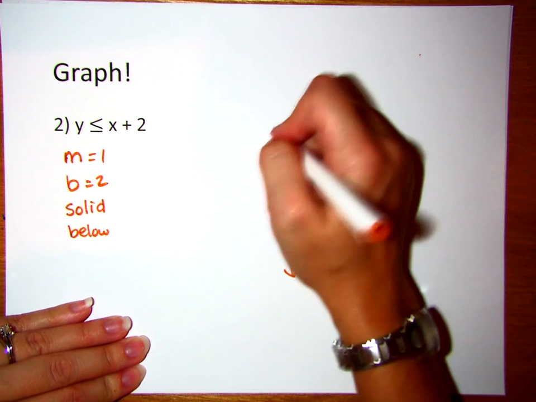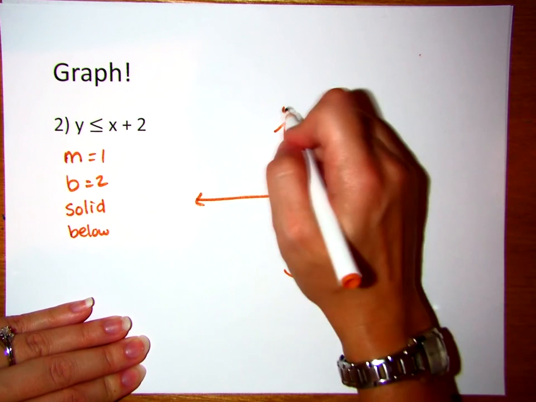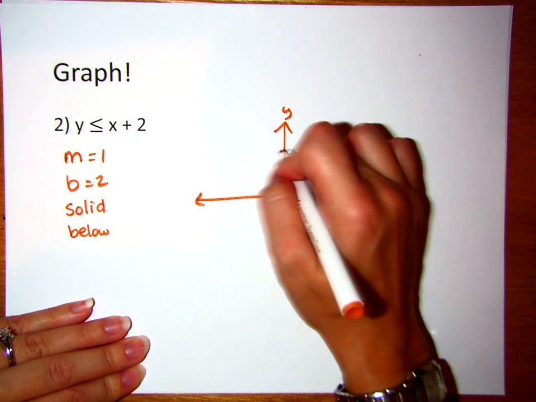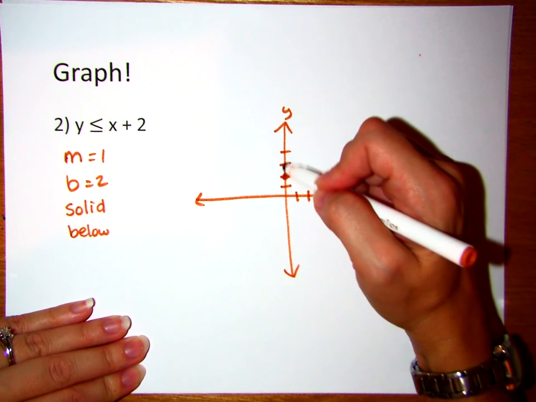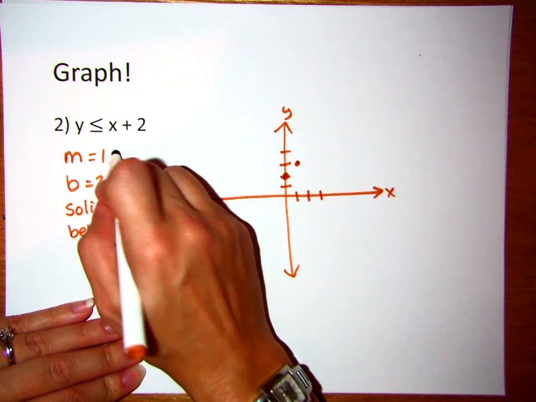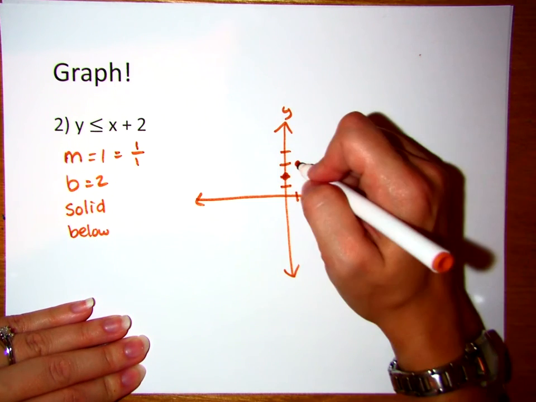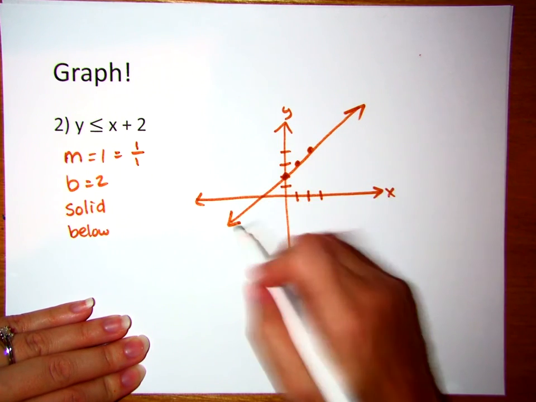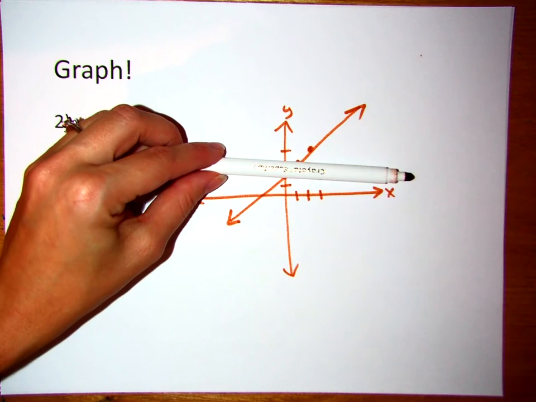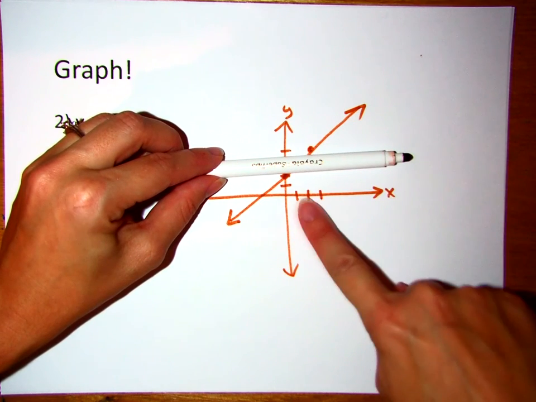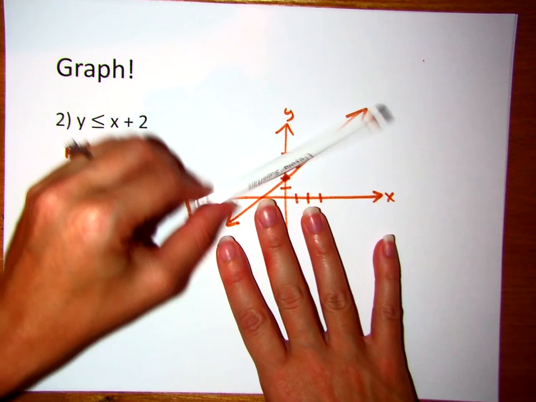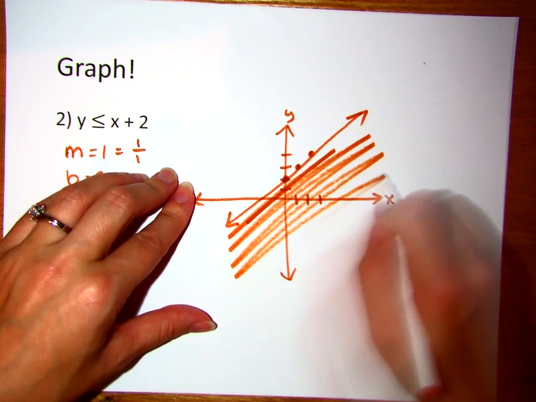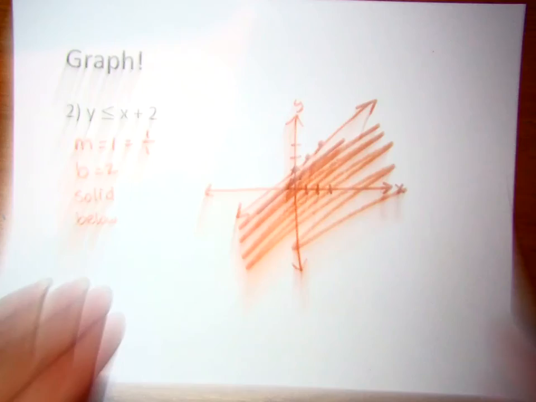So we draw our x and y axis here. This one's y, this one's x. The beginning point here is 2. We go up 1/1, because remember, slope of 1 is 1/1, so rise 1, run 1. Then we go up 1/1 again, so we have a solid line, and then we're shading below. Like anything here, if you turn that marker, you're still shading on this side. So you're shading below, which means anything in here, even (0, 0), is a solution to this inequality.